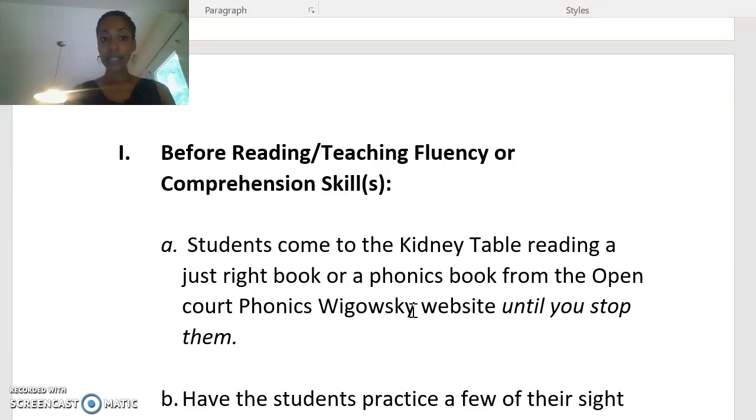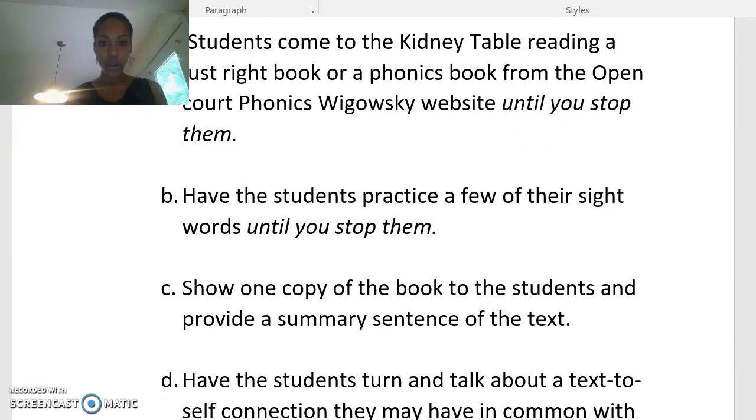And they are to whisper read quietly to themselves until you, the educator, stop them. You don't want them to finish a book and then yell out, "I'm done," and sit there and stare at you. No, you keep reading that book over and over again until I stop you. Okay? While they're reading that book over and over again at the kidney table with you, you are over to the side getting their flashcards together and passing out a stack of 5 to 6 flashcards for each student.